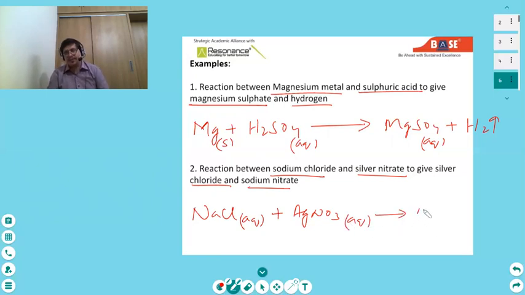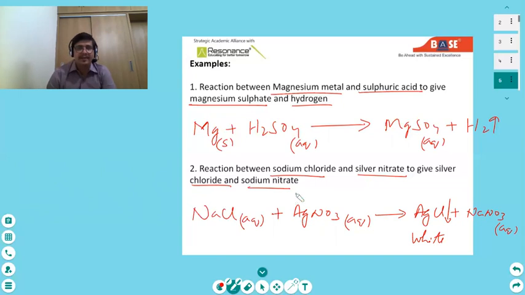So they will interchange. So you get silver chloride. With silver chloride, you get NaNO3. Now this silver chloride is a white colored precipitate. So this is a precipitate which is white in color, and sodium nitrate is again aqueous.